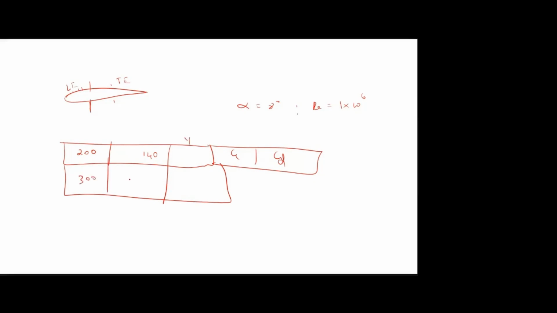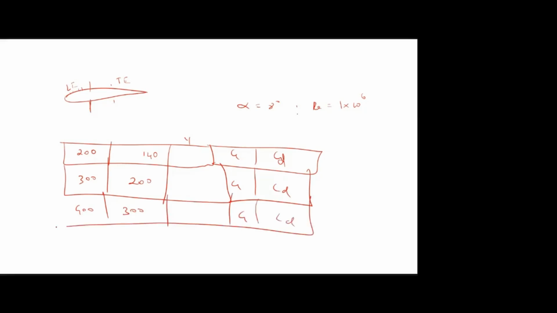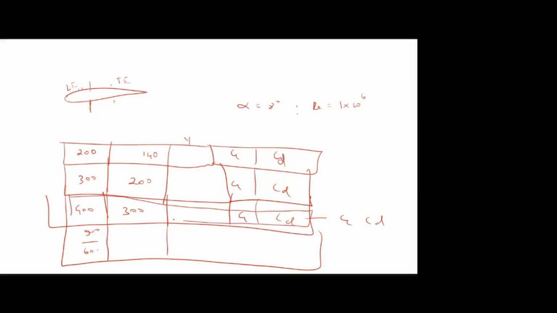And next I am going for 300, here maybe 200. I will check the CL CD value. Then I will go for 400, here maybe 300. I will check the CL CD value. Like that, keep on. You have to increase at least 5 to 10 times. Then after a certain value, the CL CD value will not vary. For example, if I increase to 500, 600, 700 and the CL CD value is not changing, then this will be my final mesh.